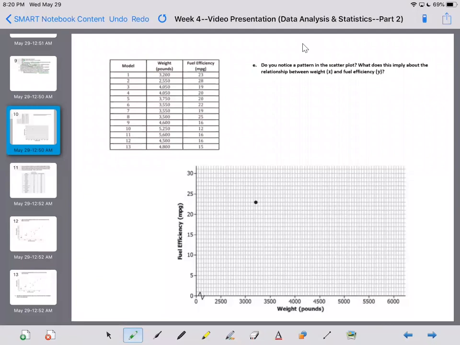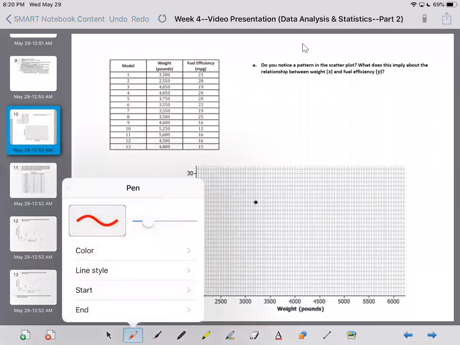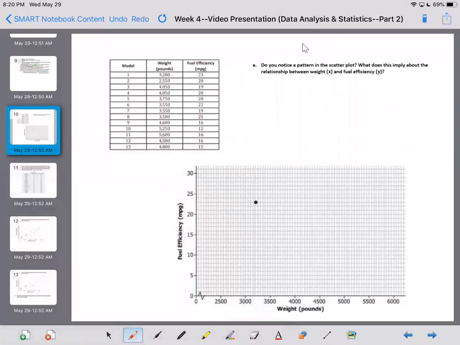Again, we have all of our points, and I want you to go ahead and pause the video. I want you to take the time to plot the weight in pounds, that's your x-axis, and your fuel efficiency will be your y. And so the first one is done for you at 3,200 pounds, roughly. We've got 23 miles per gallon. So there's your first ordered pair. And so go ahead and take the time to plot those. I'll give you a few minutes.